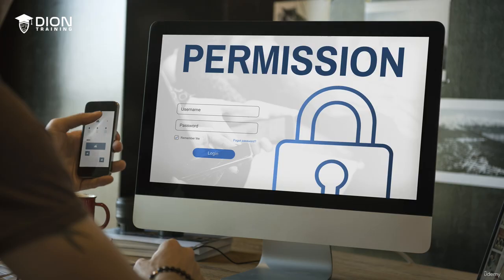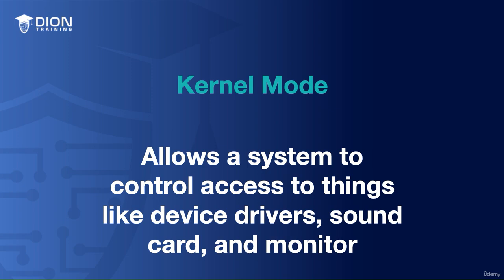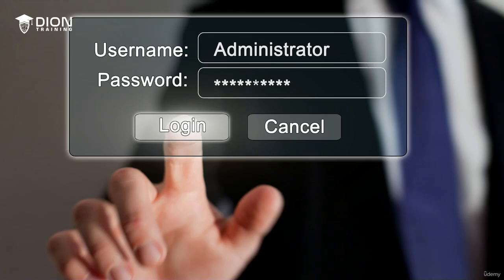When you're operating in ring 0, we call this the kernel mode. The kernel mode allows the system to control access to things like device drivers, your sound card, your video display or monitor, and other things like that. Kernel mode, or ring 0, is not something you're going to log into the system as, but instead it is the most trusted and powerful ring inside the operating system's design. Now, if you log in as the administrator or root user on a system, you're going to have root permission, and you'll be operating at ring 1 of the operating system. Now, this is closer to ring 0 than ring 3 was, so it's easier to do more damage on the system from ring 1 than it would be from ring 3.